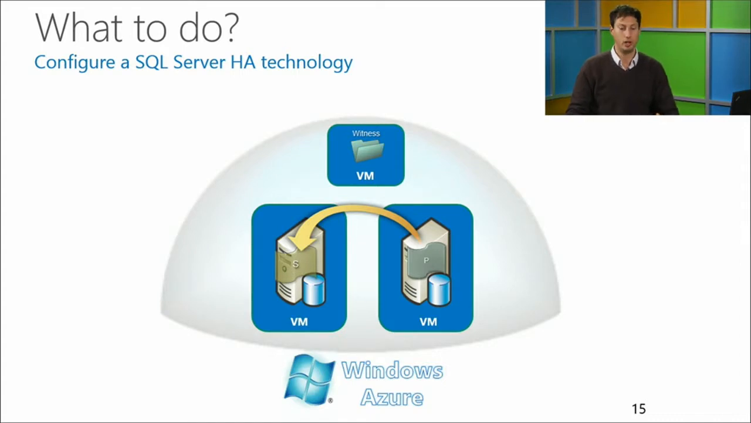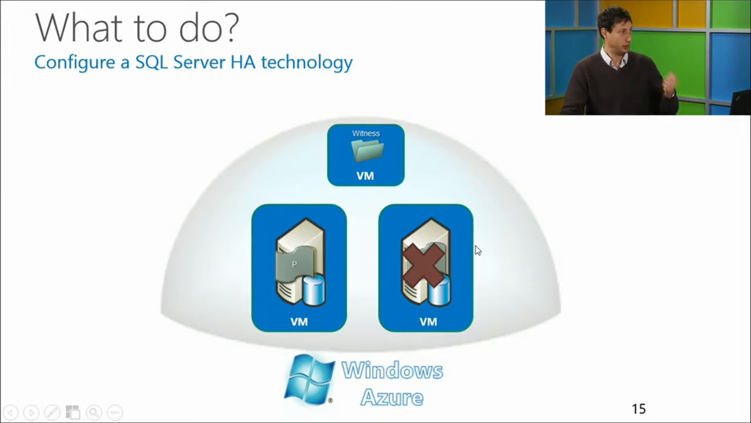So what do you do? Well, you do the same thing you do today on premises. You can configure a high availability technology for SQL Server, and in this case we have this in Windows Azure. You can have 3 virtual machines: your primary, your secondary, and what is called the witness. The witness is basically the additional entity that orchestrates automatic failover. So if, for example, the primary goes down, the secondary will automatically become the new primary, and your applications can continue running there.